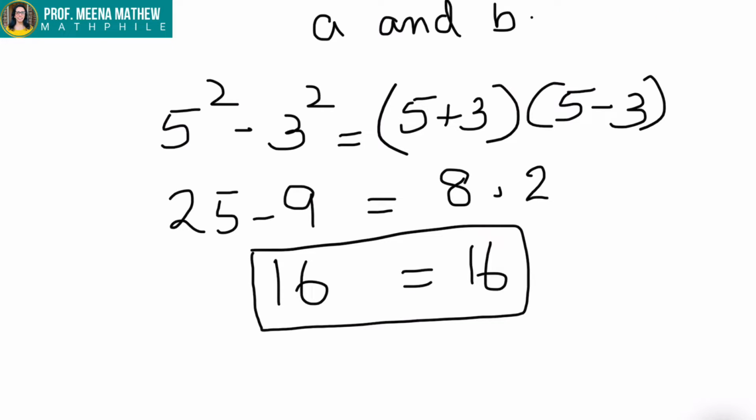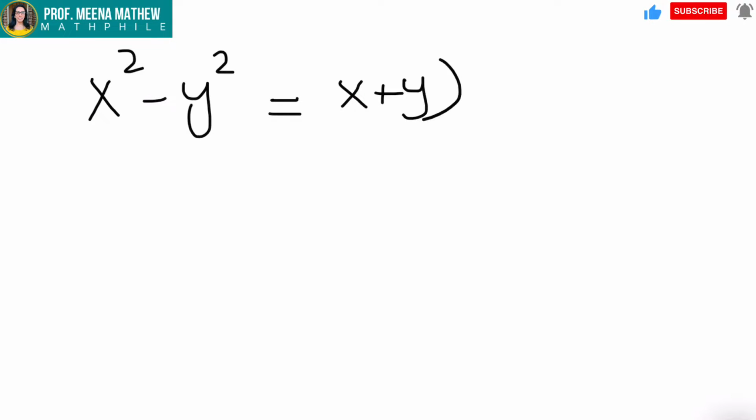Now we are going to solve examples with variables. My first question is x square minus y square. Let us factorize it. We know that this is of the form a square minus b square, which is equal to a plus b times a minus b. Here a is x and b is y. So x plus y times x minus y.